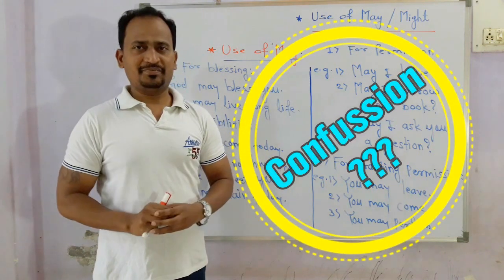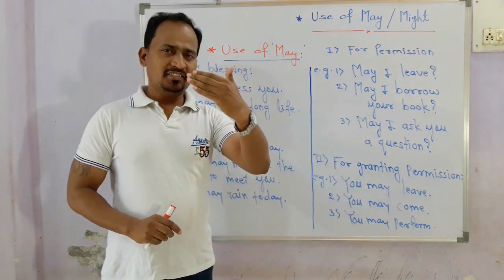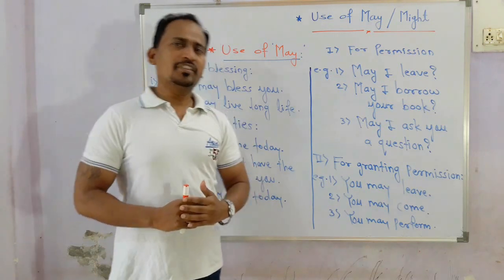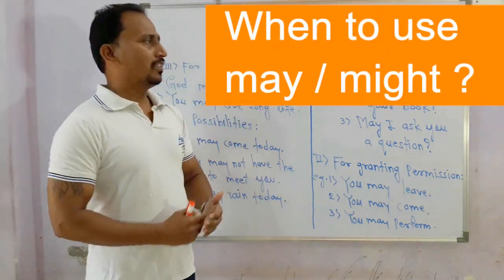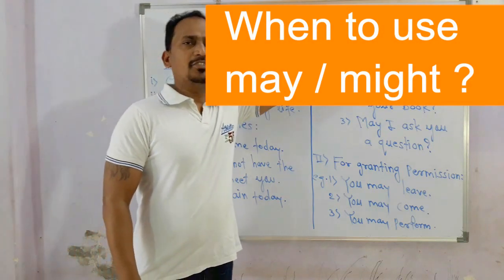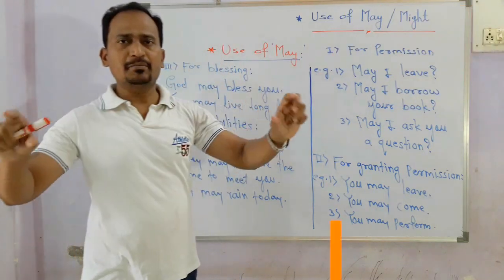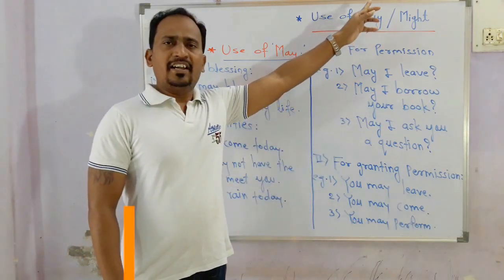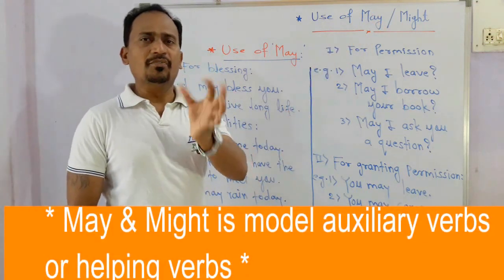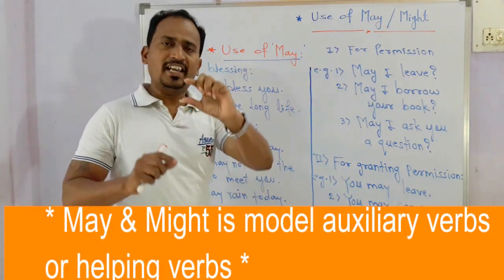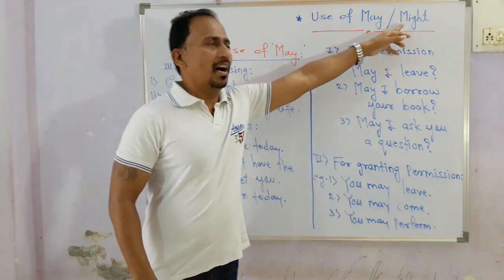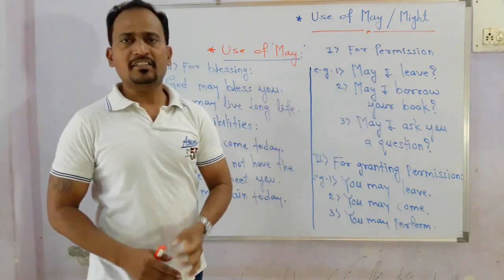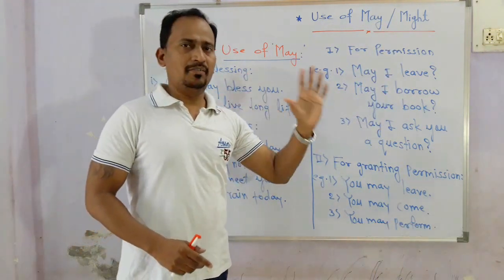There is a confusion. So we have to solve this confusion. So that is why I am going to explain, teach you when to use may and when to use might, or what is the difference between may and might. First of all, may and might is an auxiliary verb. It is also called a helping verb. Might is a past form of may. So may and might is a modal auxiliary verb.